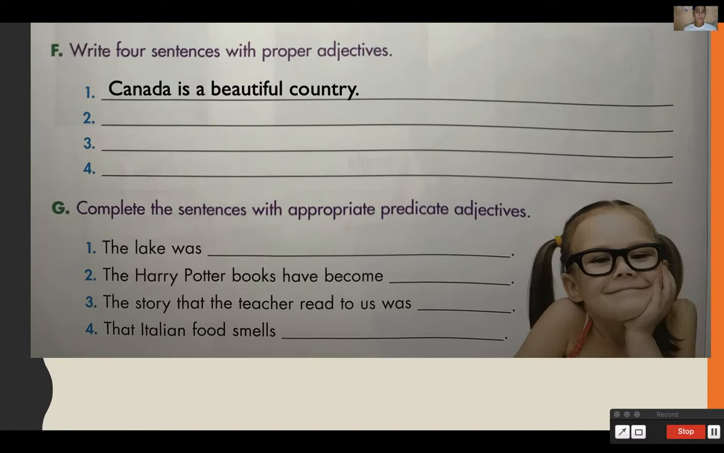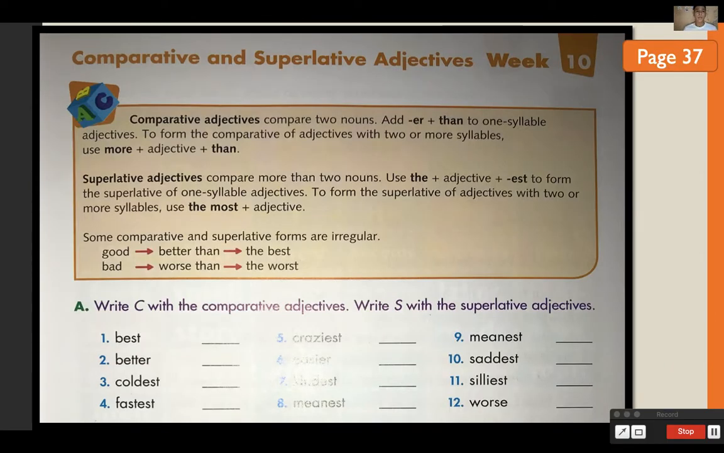Now, in this case, complete the sentence with appropriate predicate adjective. For example, the lake was big. El lago era grande. The Harry Potter books have become, and you have to complete that sentence. Now, comparative and superlative adjectives on page 37.